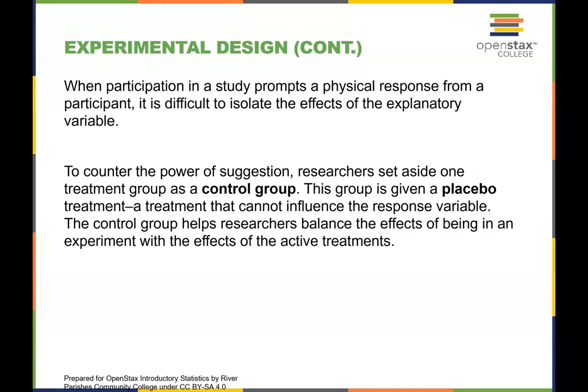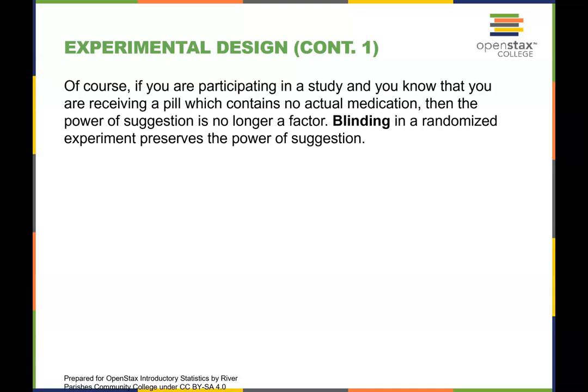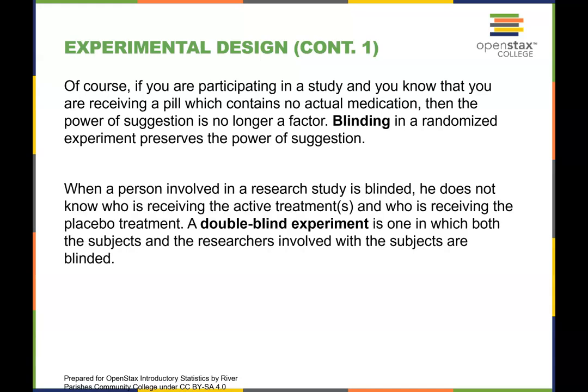The control group helps researchers balance the effects of being in an experiment with the effects of the active treatments. So if you're participating in a study and you know that you're receiving a pill which contains no actual medication, then the power of suggestion is no longer a factor. So blinding in a randomized experiment preserves the power of suggestion. So you wouldn't know you're getting the pill. So in a blinded study, the person or the experimental unit does not know they're receiving the placebo treatment. Double blind is one where the subject or unit does not know, and also the researchers involved do not know.